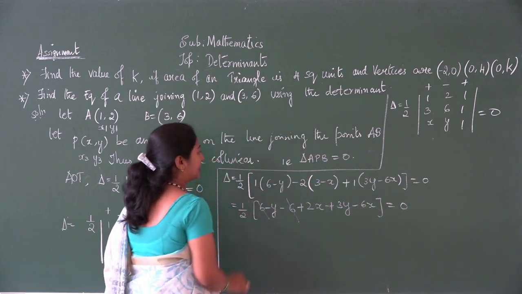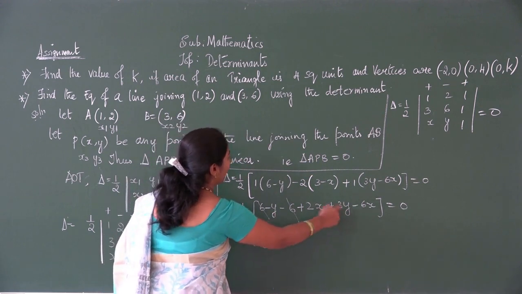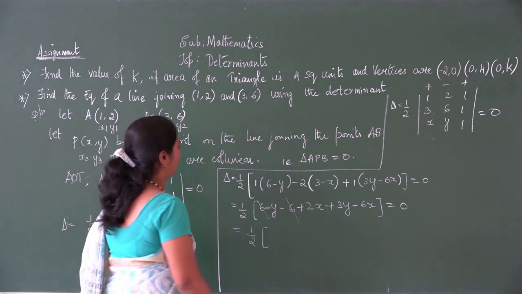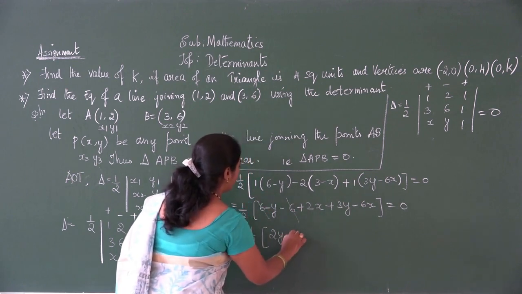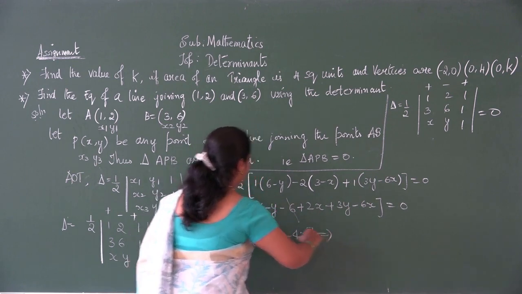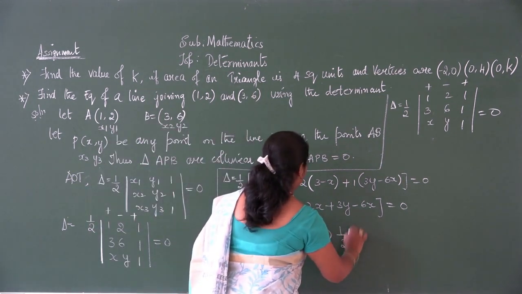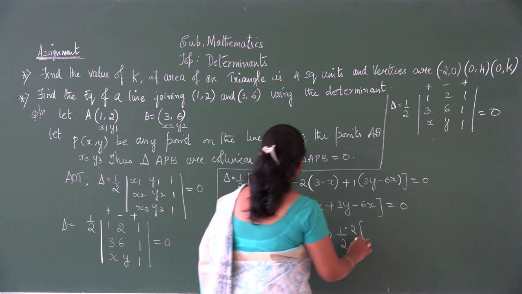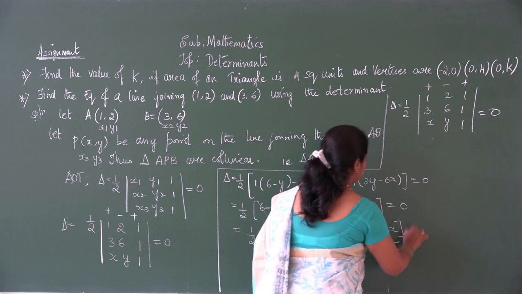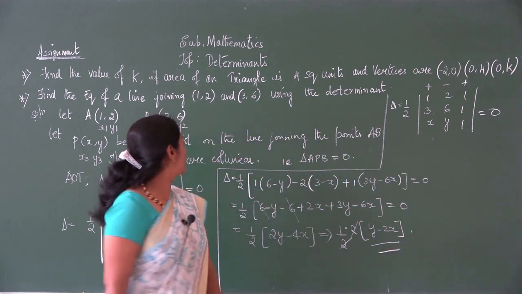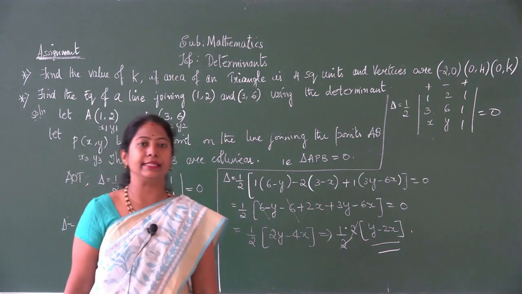Plus 6 minus 6 get cancelled. That is half into minus y plus 3y. What is 3y minus y? That is nothing but 2y. 2x minus 6x will be minus 4x. Implies what can be taken as common? We can take out 2 as common. Half into, when you take out 2 as common, what is left out? y minus 2x. So, this is the required equation of the line joining the points 1, 2 and 3, 6.